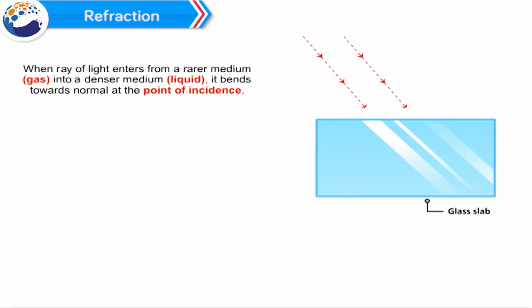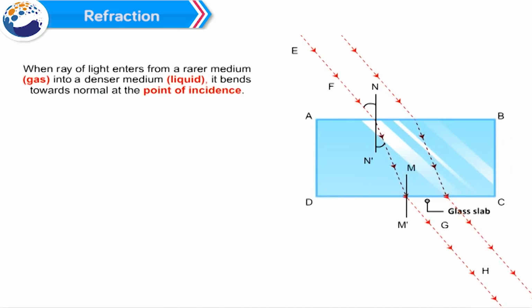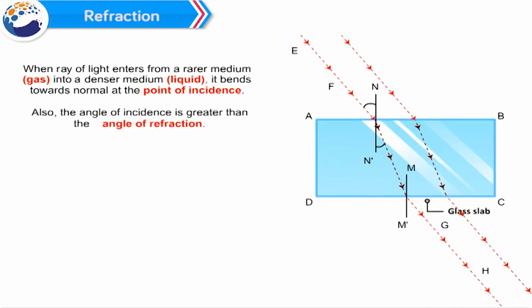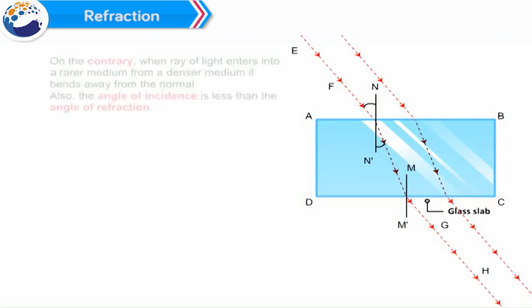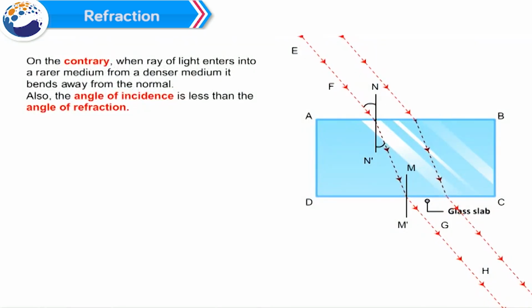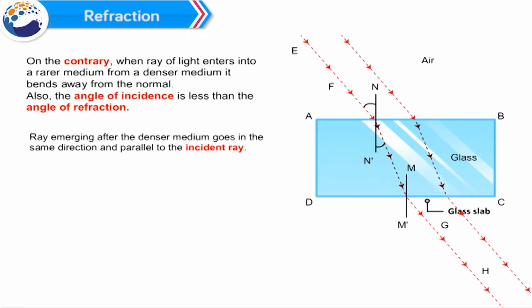When a ray of light enters from a rarer medium, that is gas, into a denser medium, that is liquid, it bends towards the normal at the point of incidence. Also, the angle of incidence is greater than the angle of refraction. On the contrary, when a ray of light enters into a rarer medium from a denser medium, it bends away from the normal. Also, the angle of incidence is less than the angle of refraction. The ray emerging after the denser medium goes in the same direction and parallel to the incident ray.